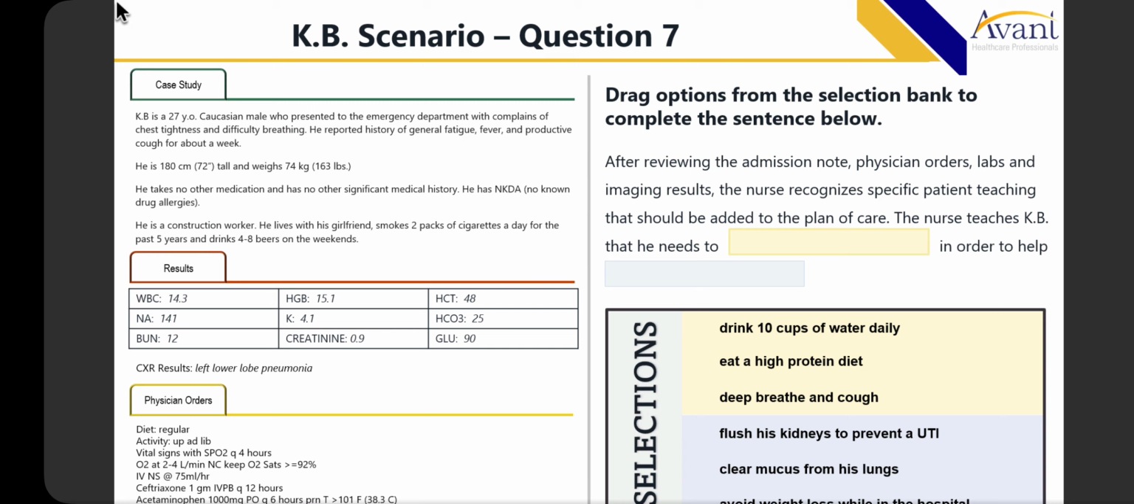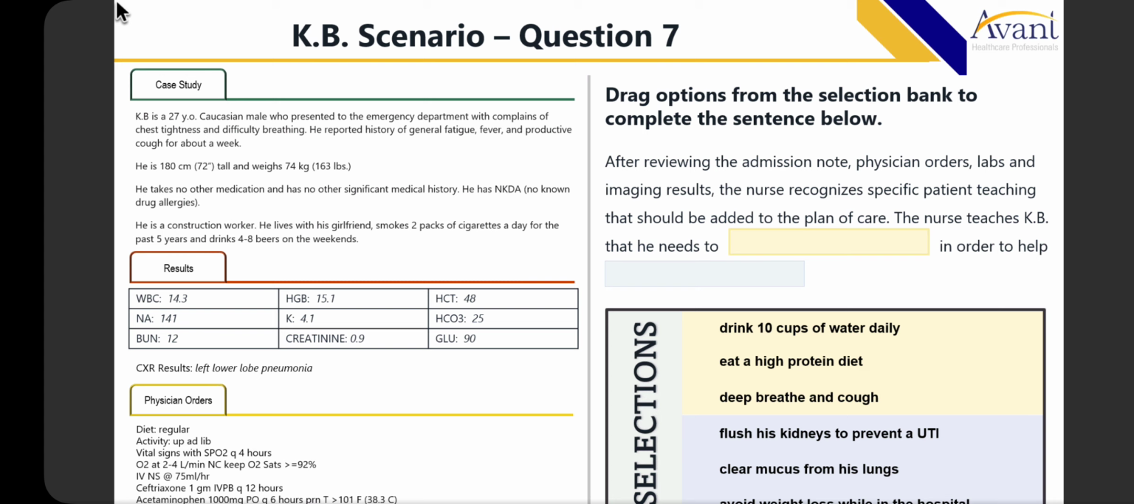Number four, flush his kidneys to prevent a UTI. Let's see, what was his creatinine? Let's go back to our last. His creatinine was 0.9 and his BUN 12. Was he at risk for getting a UTI? His labs are good. It doesn't seem like he had a Foley catheter or anything else to indicate that he may be at risk for a UTI. So I think we could eliminate number four.